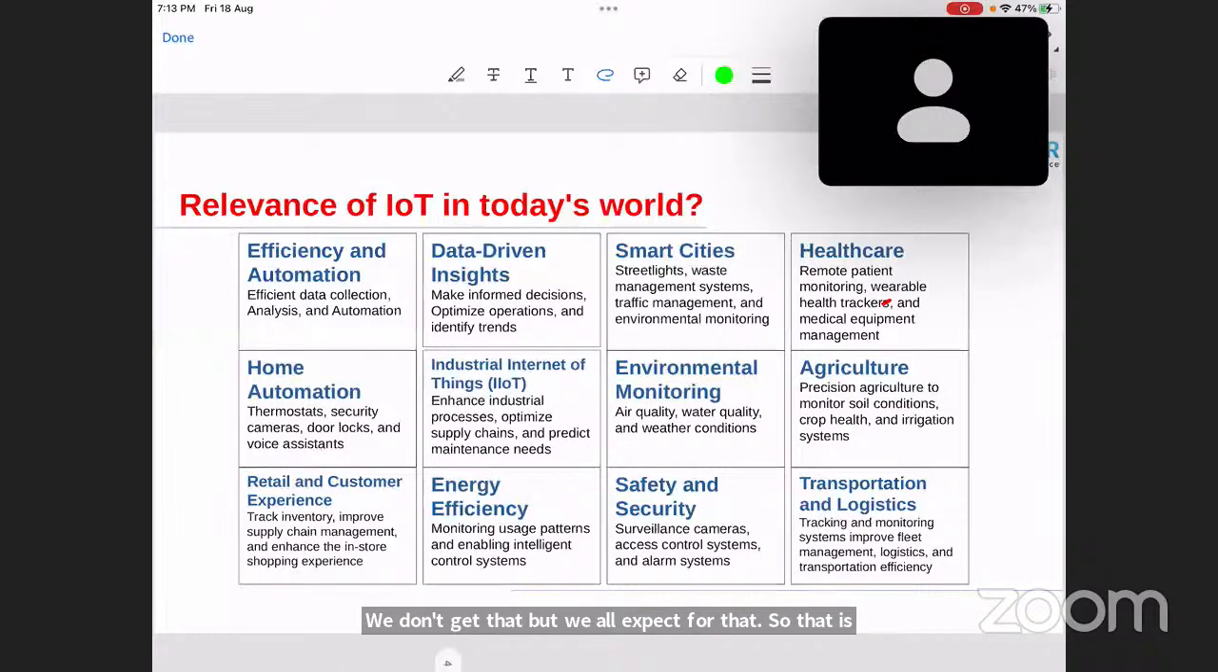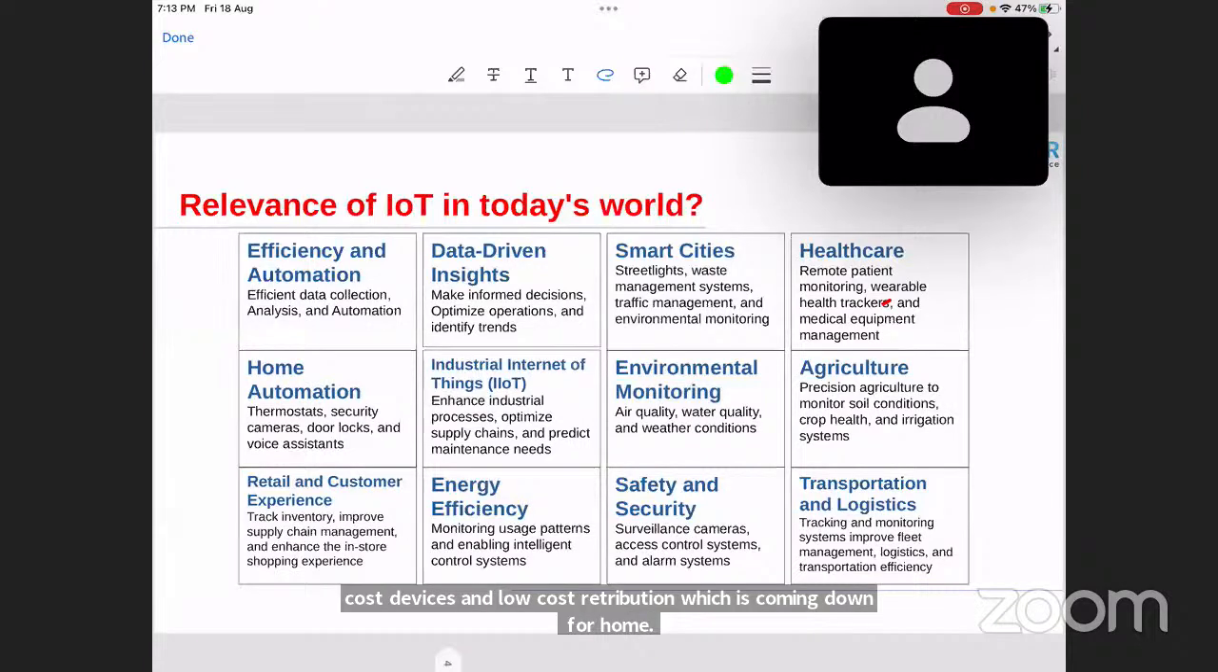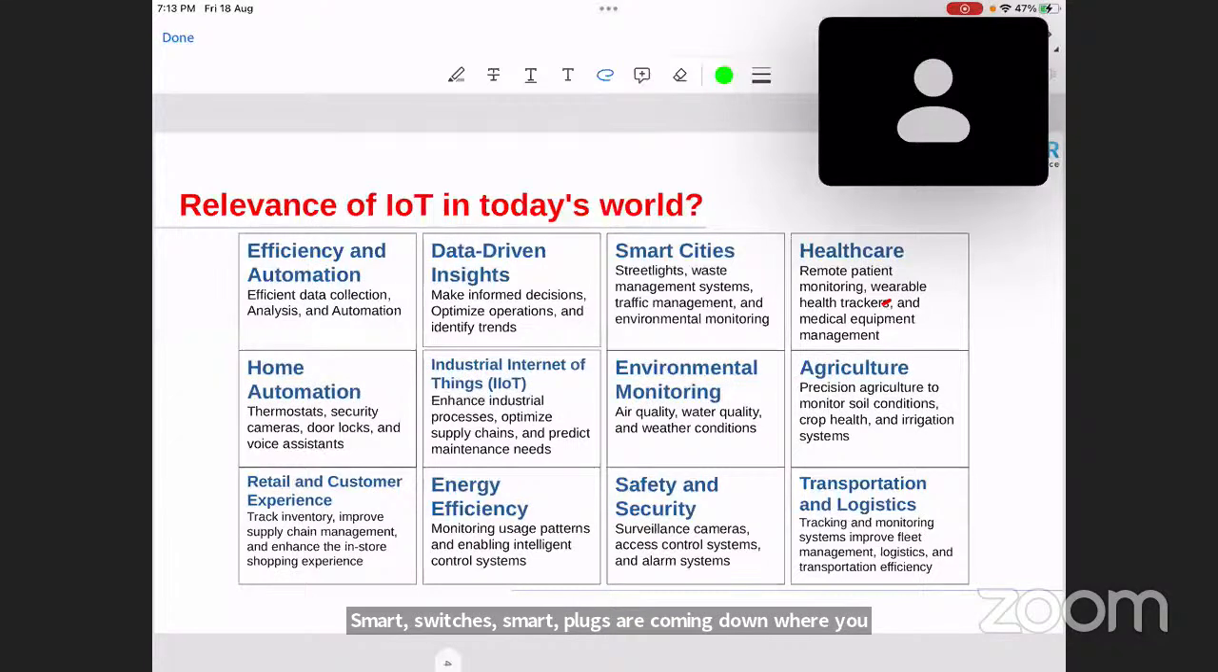It's more on the fancy part of it, but now, if you see, there are a lot of low-cost devices and low-cost automation coming down for home. Smart switches and smart plugs are coming down where you can control these things from anywhere in the world if you have internet in your home. You even have smart plant monitoring setups where you can have a small kitchen garden and everything is controlled like that. Even if you're away from home, you can take care of your plants.